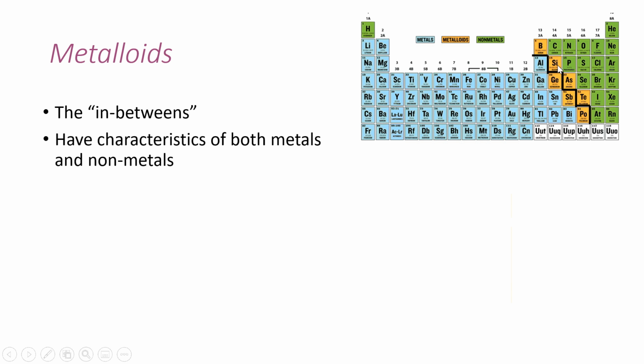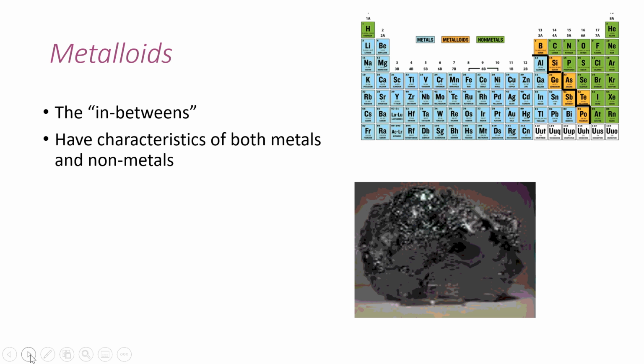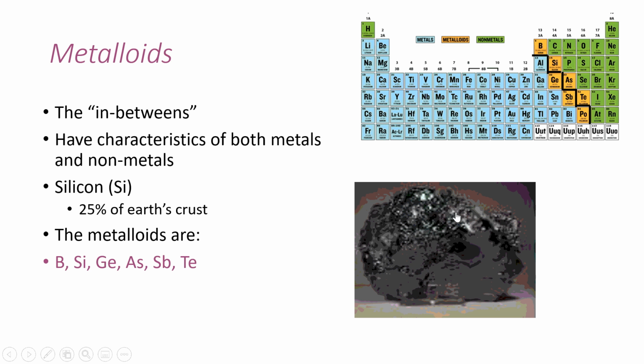Metalloids are the in-betweens. They're right here along this line. They have characteristics of both metals and nonmetals. One example of a metalloid would be silicon. This is a little picture of silicon there. And it's very common. 25% of the Earth's crust is silicon. And the other metalloids are like boron, germanium, arsenic. So those are your other metalloids in there.